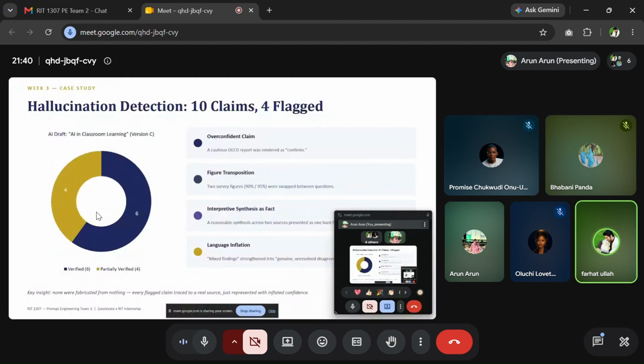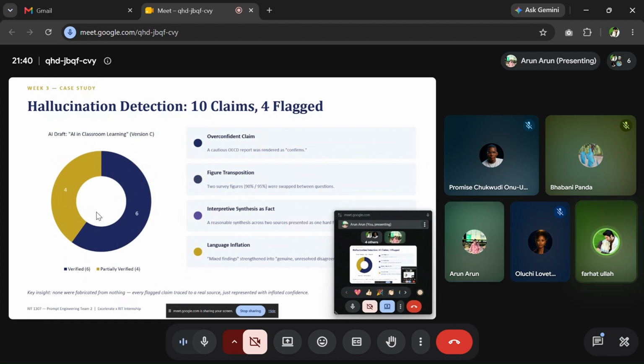Slide 7, which is about hallucination detection. In week 3, we checked 10 claims from an AI report. Four of them had problems. The first problem is an overconfident claim. A careful OECD report was written as if it fully confirmed something when it did not. Second problem, a swapped number mix-up. Two survey numbers, 90% and 95%, were switched between two different questions.